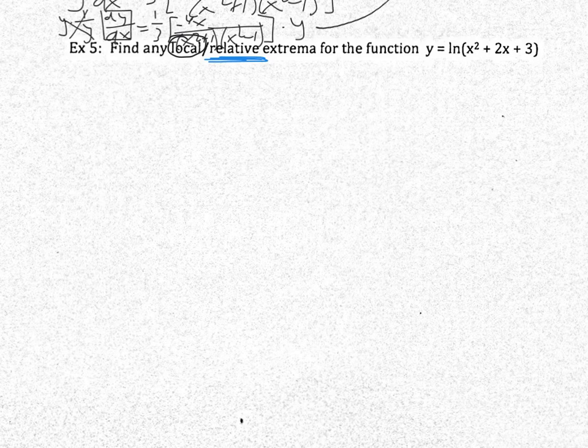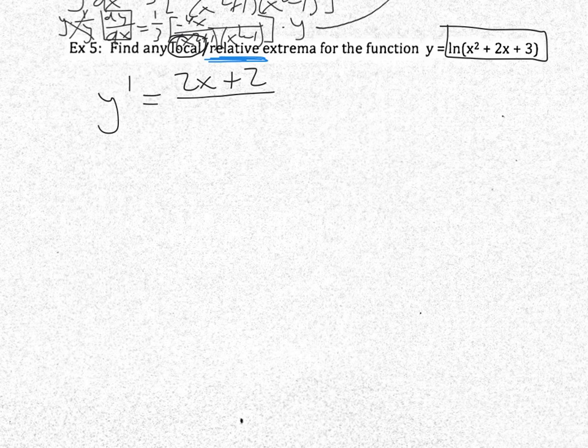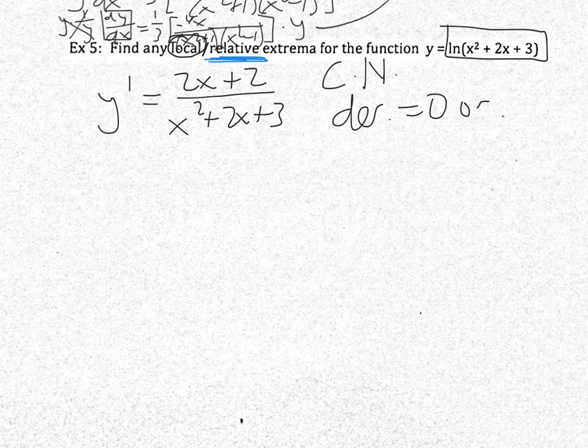So if we want to find where the derivative is 0 or undefined, we first have to find the derivative. So we have y prime equals, it's just a natural log function right here, and our natural log rule says take the derivative of the inside, so 2x plus 2, over the inside. So to find the derivative of a natural log is actually really easy. And then what we want to find is our critical numbers. And remember, that's where the derivative equals 0 or undefined.